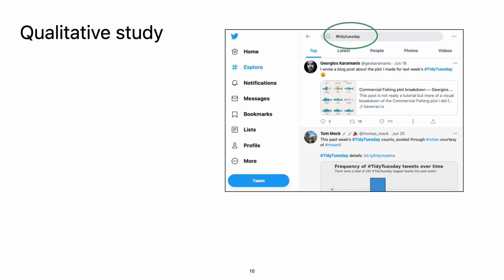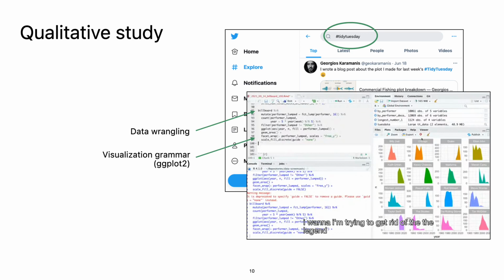TidyTuesday is a data science community for the R language. From this community, we recruited 6 participants who are intermediate to advanced ggplot users in both academia and the industry. Our participants wrangled and visualized fun datasets of their own choice with ggplot without instructions and recorded their analysis processes with think aloud. This is a screenshot from one participant where they started from data exploration and ended up tuning boosted tree models.